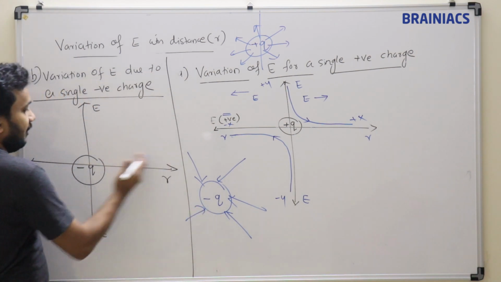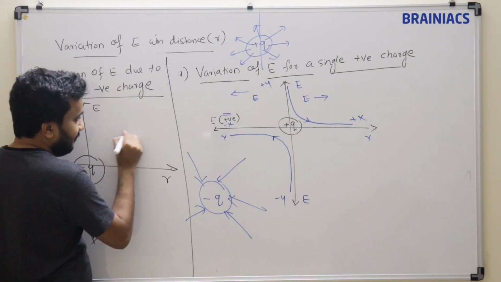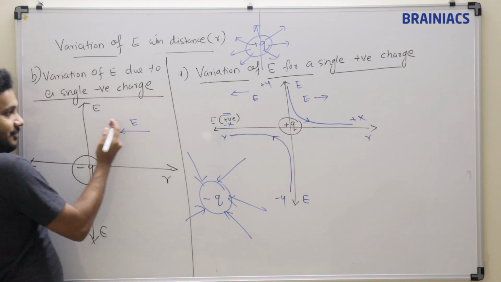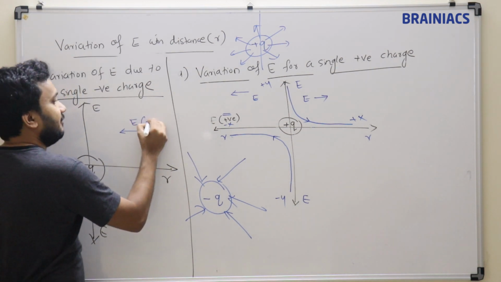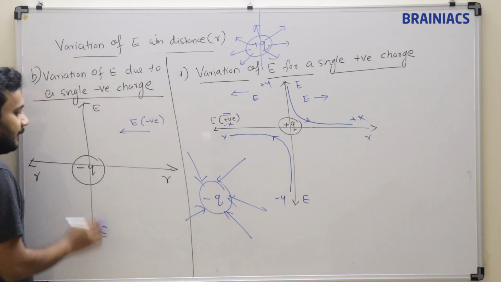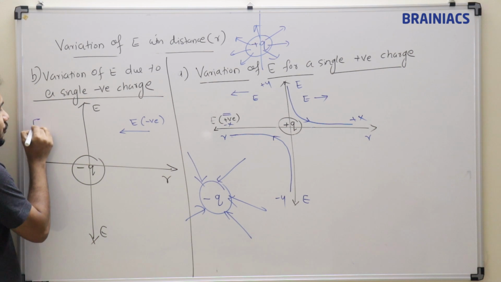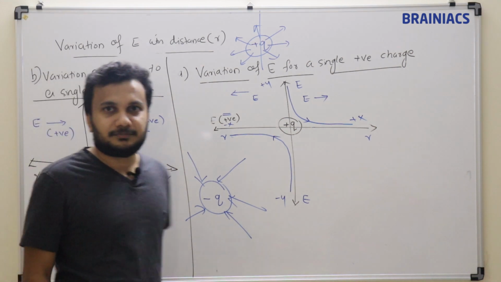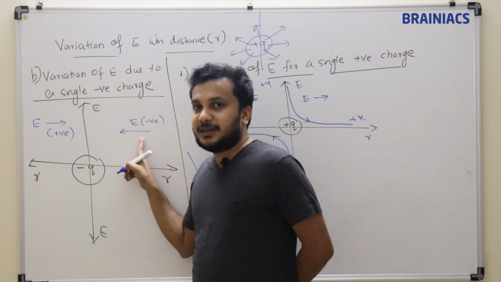All lines are coming inside. So if you consider the right side, the electric field lines are coming like this, which means the electric field direction is towards the left. Left means negative, so E is negative. But on the other side also, the electric field lines are going inside, and inside means towards the right. Right means positive. So right means positive and left means negative.